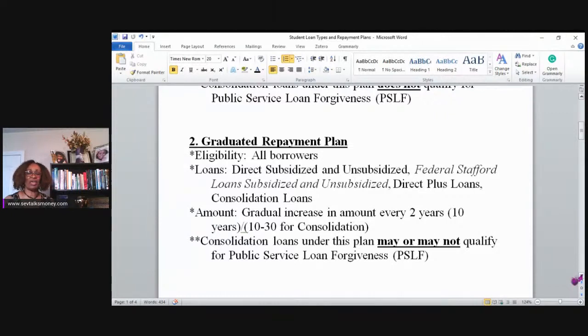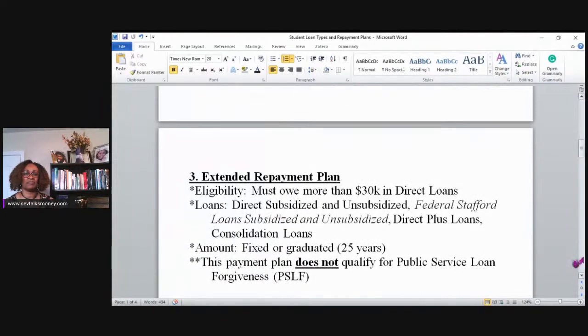Because even if the payment amounts are attractive to you and you are wanting to get loan forgiveness, it doesn't make sense to get on a plan that is not conducive to getting that forgiveness.